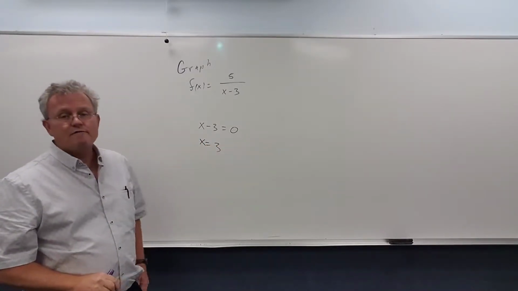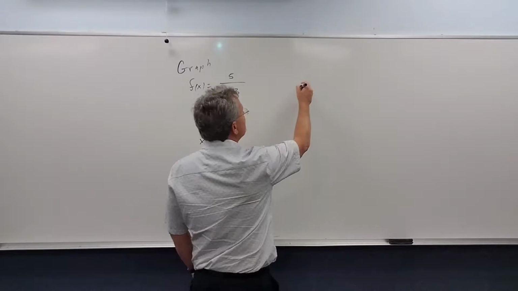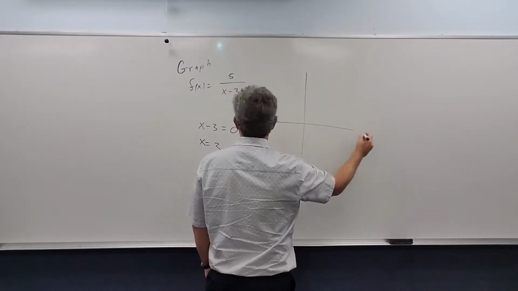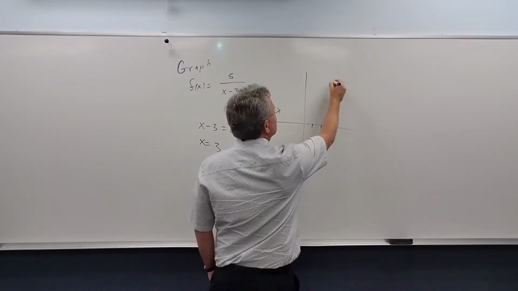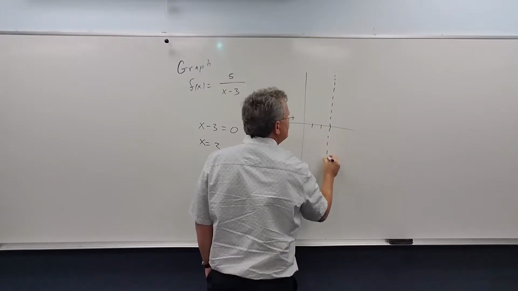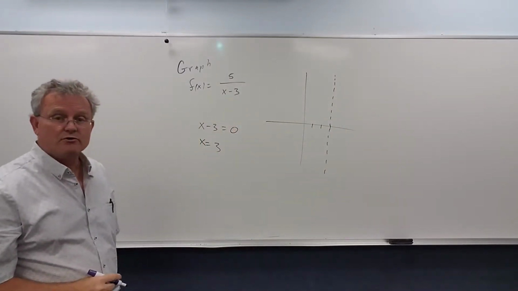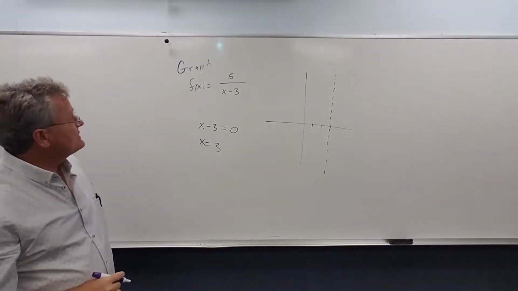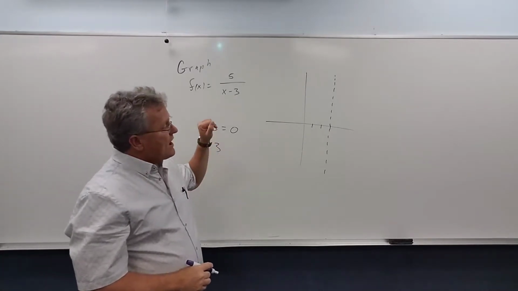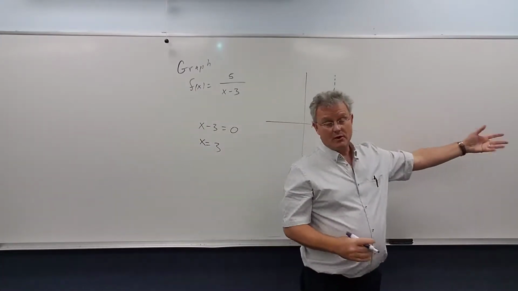So this is where our vertical asymptote is. So at x equals 3, we draw our vertical asymptote line. Now the question is, when x gets really big, we want to find the horizontal asymptotes.